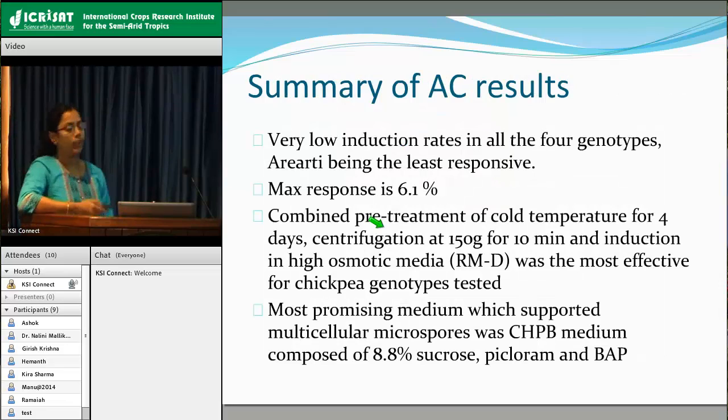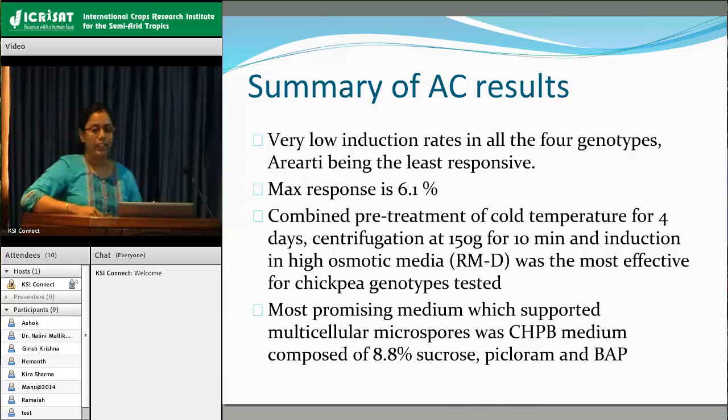So maximum response I have got is around 6.1%, which is not very significant. I believe it's quite low. And combination of pre-treatments is essential. And the picloram media with high percentage of sucrose, 8.8%, was the best among all the media tested.